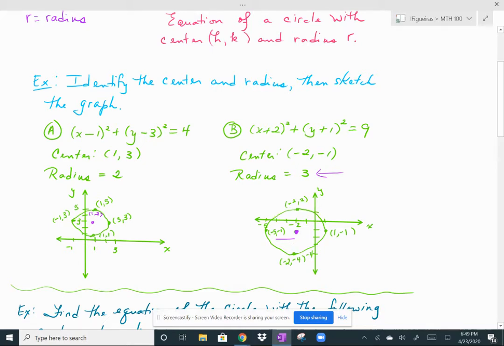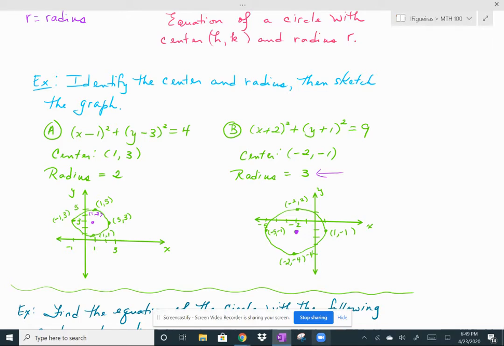You basically are counting the number of points to the left of negative 2. So that's why from negative 2, you end up at negative 5, because you're going left, so you're subtracting 3 from negative 2. Then you also have to go up 3 units.